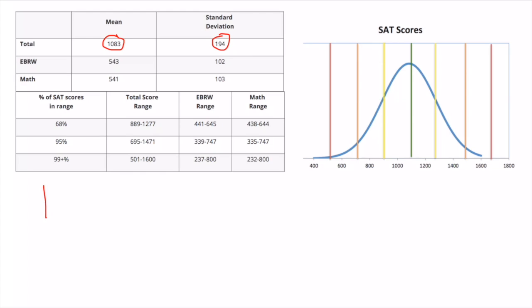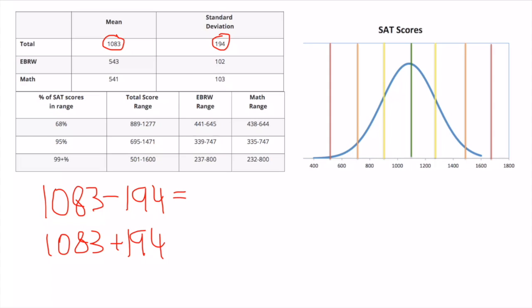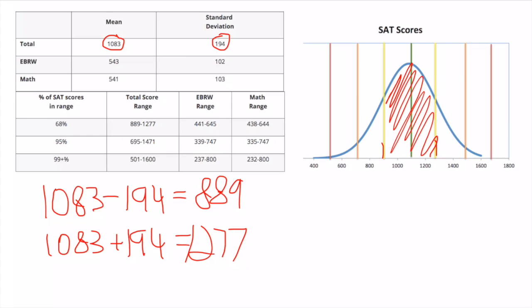So if I took 1083, to find the range, I would subtract 194, and I would also add 194. This would give us 889 and 1277, which is this line and this line. So this area here represents 68% of people that write the test.